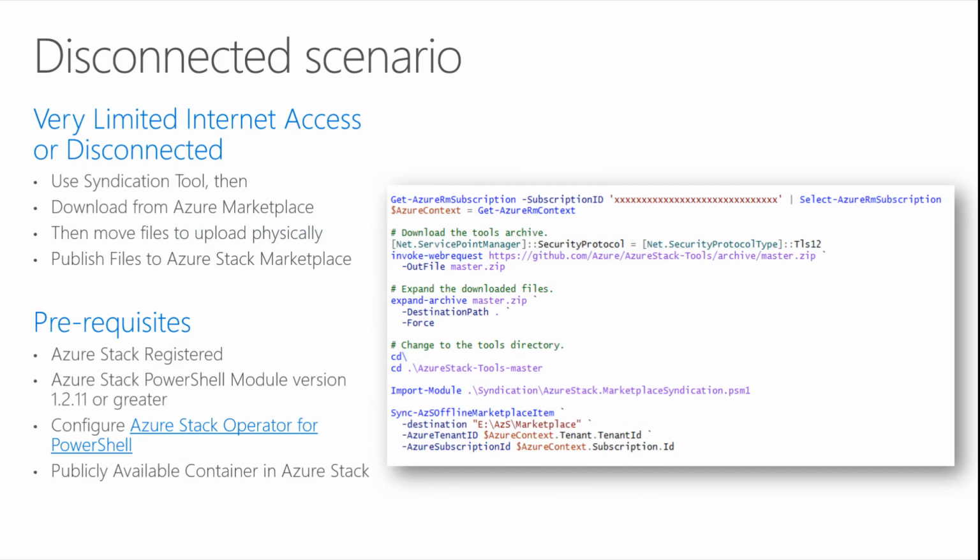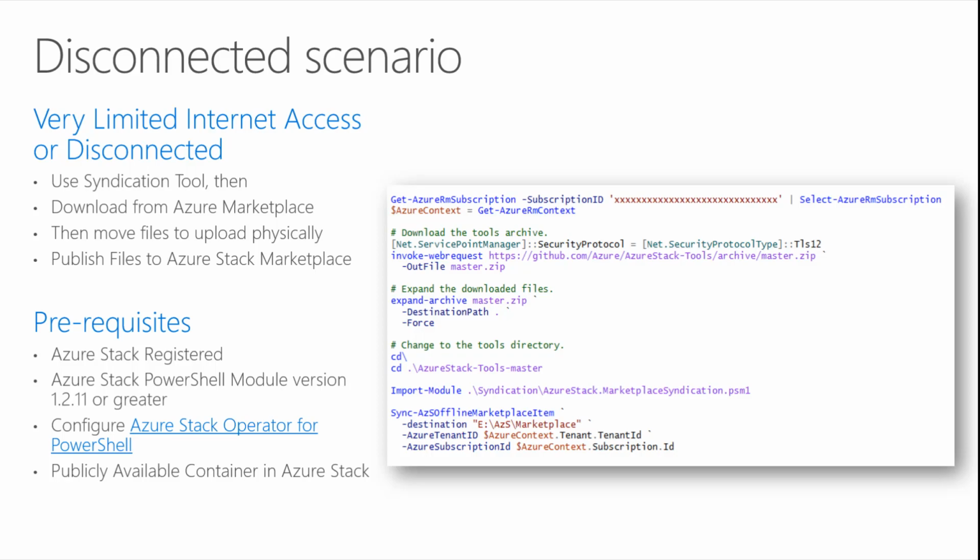So on the right-hand side, this is the PowerShell script that you run, and this is documented in the Azure Stack documentation. So first of all, you need the subscription ID for the context. Then you're going to download the tools archive. You expand the downloaded files. You're going to change to the tools directory, which is the Azure Stack Tools Master. And ideally, you should have had those done by now because that's kind of the core tools you want to have. So if they're already there, that's great.